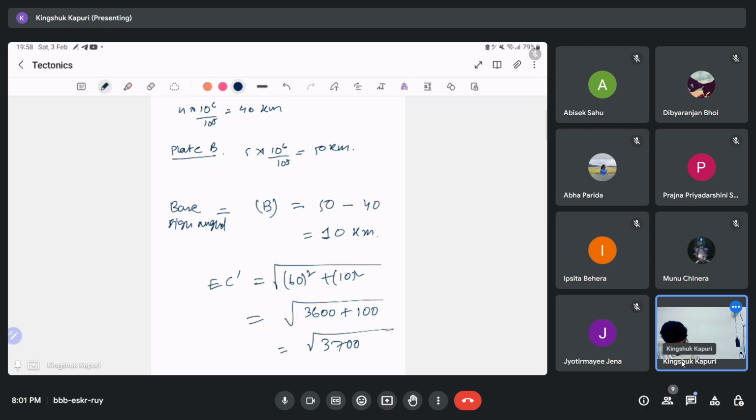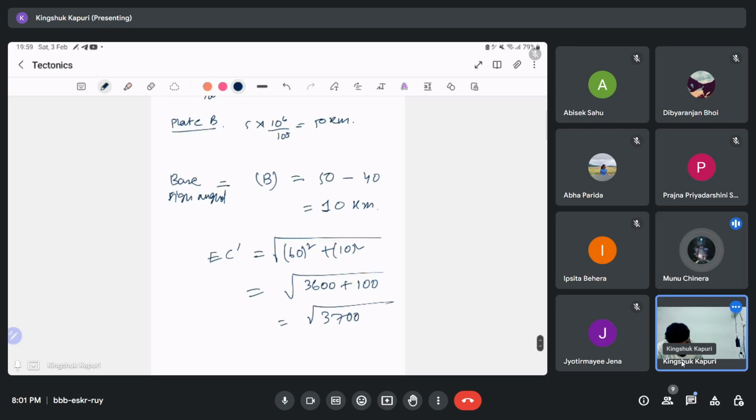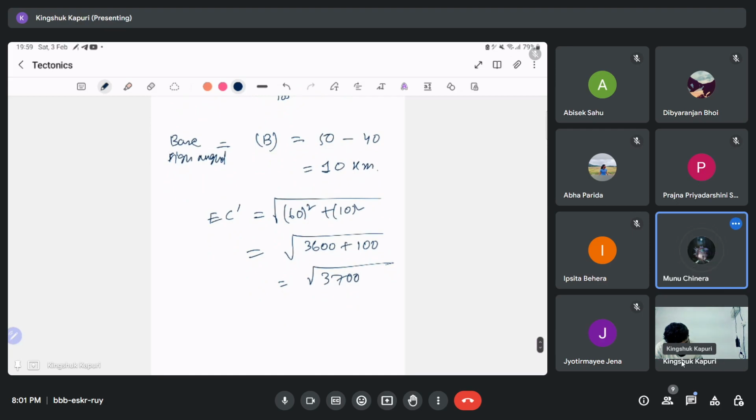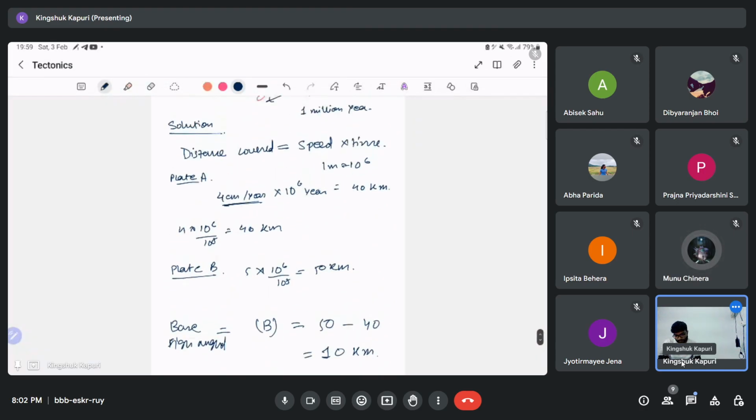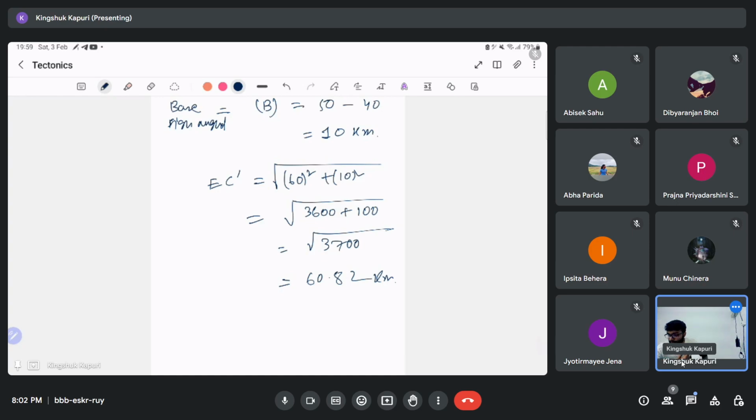So how much is it coming, guys? I don't have a calculator right now. Anyone who has done this? Guys, 60.82? 60.82, right? Yes sir, 60.82. Okay, so this is the distance. So do you get it? So everyone has the same answer, right, guys?